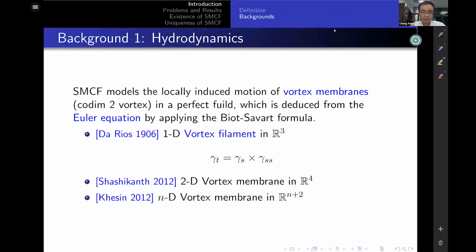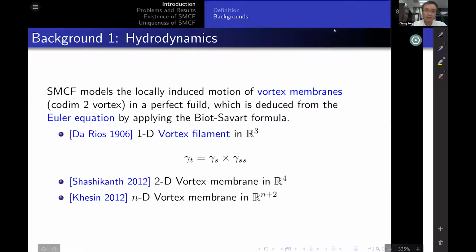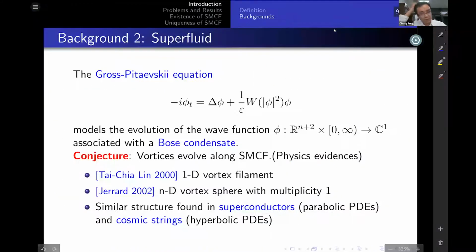But the higher dimension analog was only discovered around 2000. First it was derived by Xiamen in 2012 for 2D, and then Cassian generalized it to any dimension. It also arises from the study of vortex in superfluid.